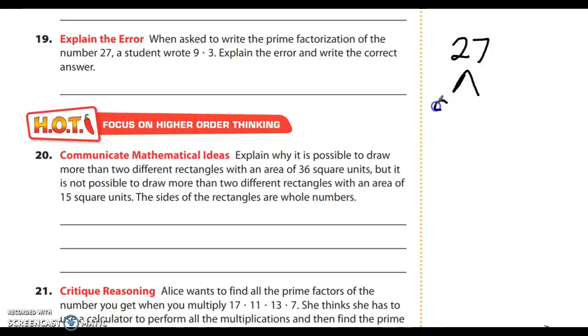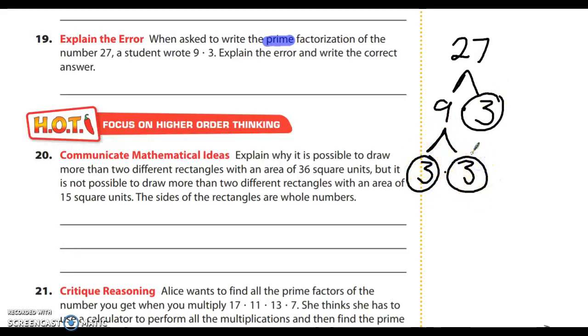Well, this is true that 27 equals 9 times 3. It's not untrue. If you're thinking to yourself, well, yeah, 9 times 3 is 27, that's true. But the problem is this word right here, prime. Are all these numbers prime? 3 is. But is 9 prime? It's not. 9 breaks down into 3 times 3. The prime factorization of 27 is not 9 times 3. It's 3 times 3 times 3.